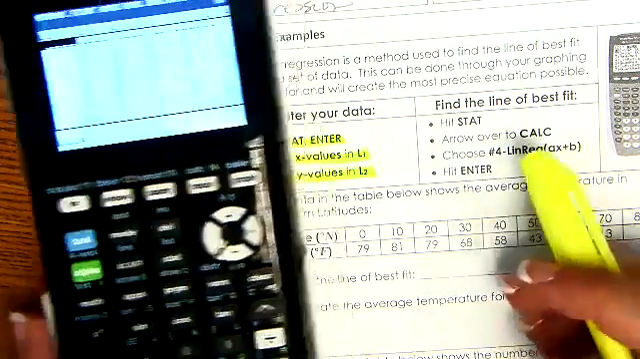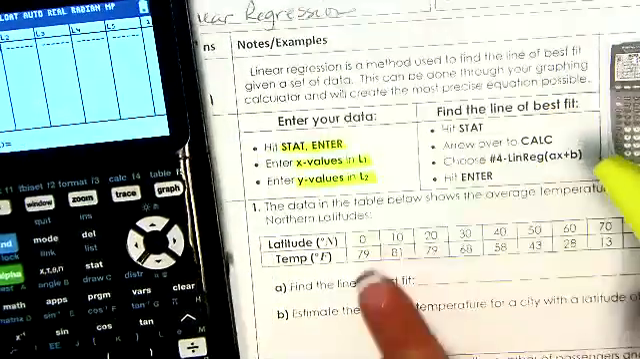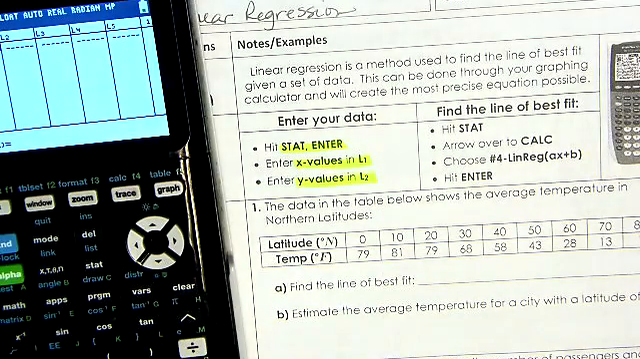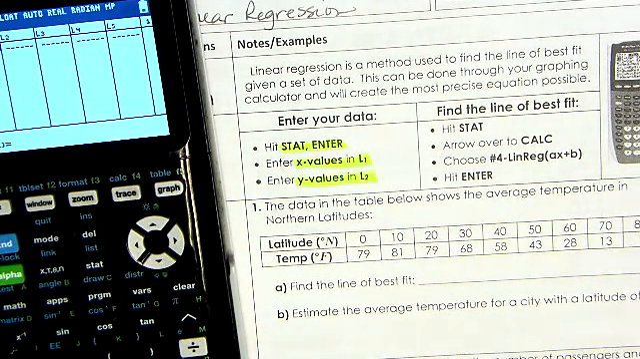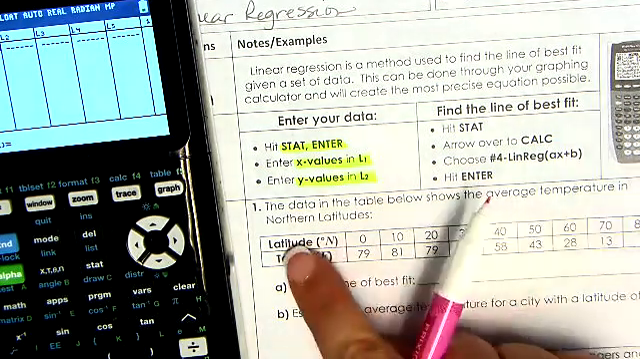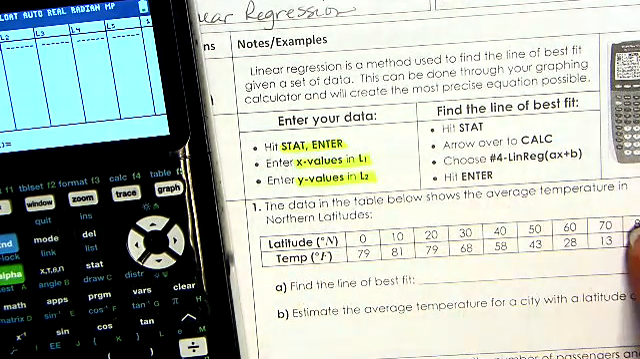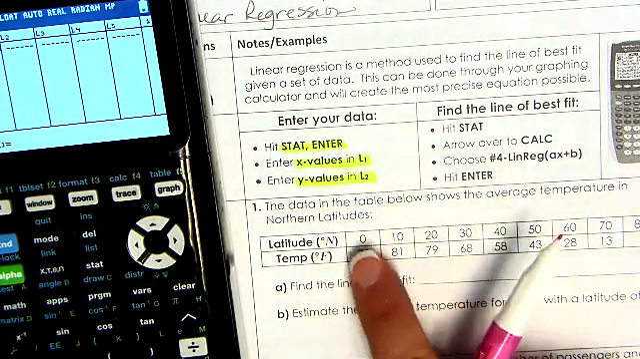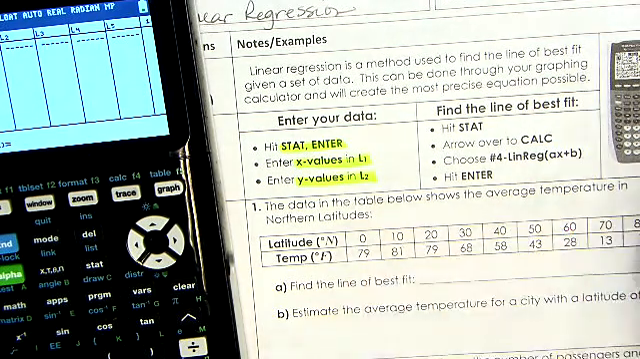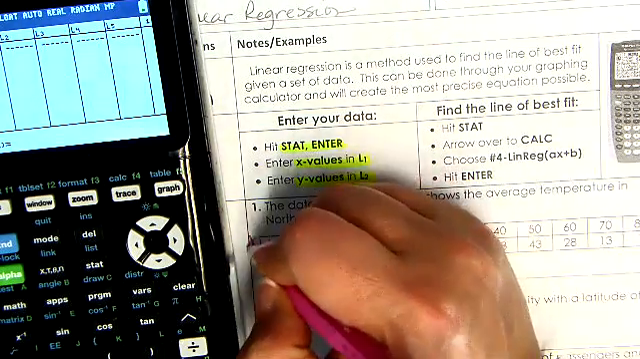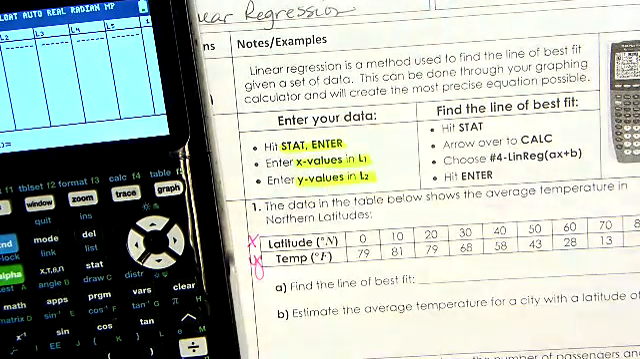Now, the X values, I've got to first determine when I'm looking at this, which represents X and which represents Y. Okay, so the data in the table below shows the average temperature in northern latitudes. Well, based upon where it's located, the temperature depends on its location. So temp depends on location. So therefore, this is X and this is Y.